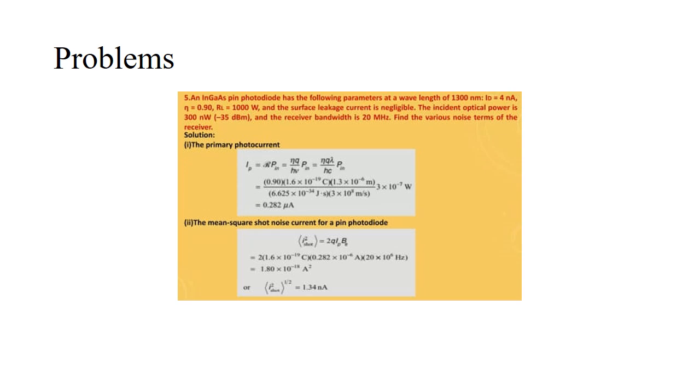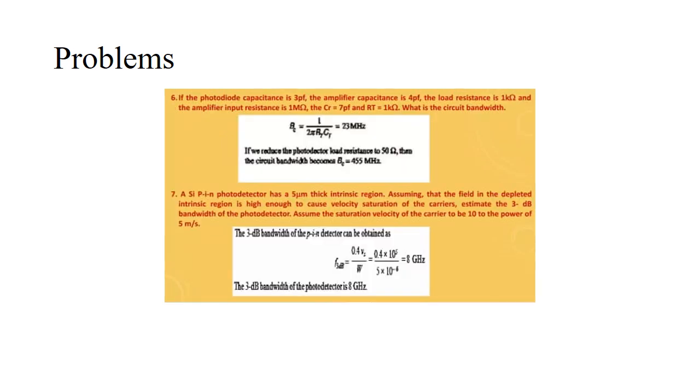In this problem, they are asking the various noise terms at the receiver. So they are first finding the primary current, next the mean square shot noise current for a pin photodiode. So Ip is equal to responsivity into Pin. The mean square shot noise current for a pin photodiode is given by 2q Ip into bandwidth.